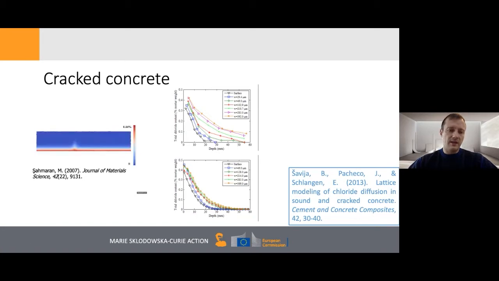So this is already sort of a coupled problem, and we'll go into a bit more detail on coupled problems later on. So we had, in this case, to perform first the fracture simulation, in which we define the crack, and then perform the simulation of chloride transport to simulate how the crack affects the chloride penetration.